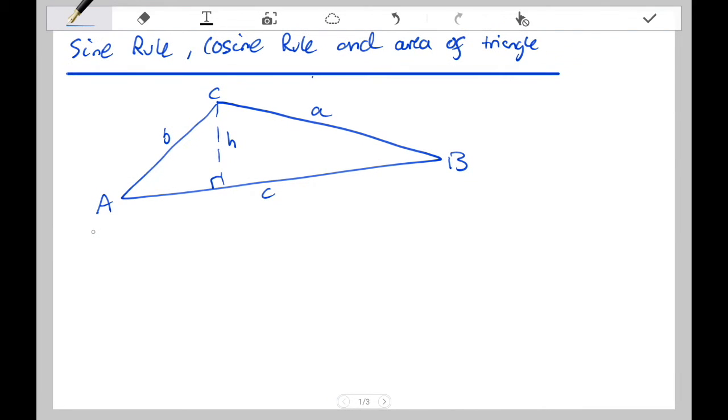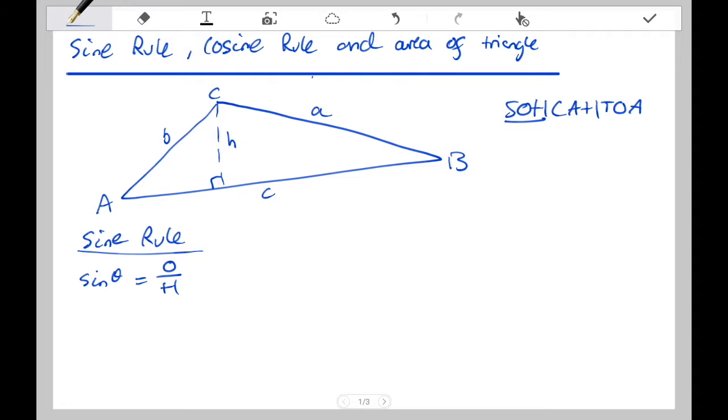So we're going to start out with the sine rule, and we're going to see how we get there. We're going to make use of SOHCAHTOA, which hopefully you'll remember from GCSE, and we're going to make use of the first three letters, which is that the sine of some angle theta in a right angle triangle is equal to the opposite side divided by the hypotenuse. Okay, so how are we going to make use of this?